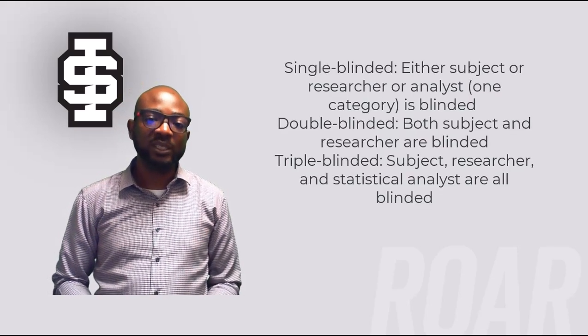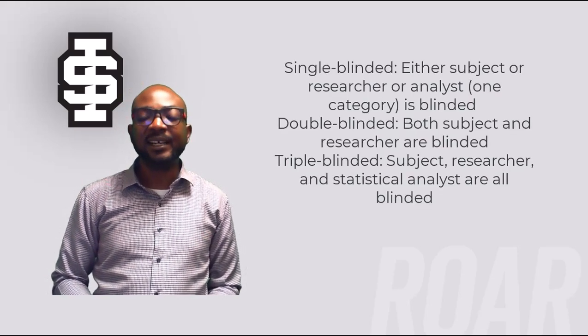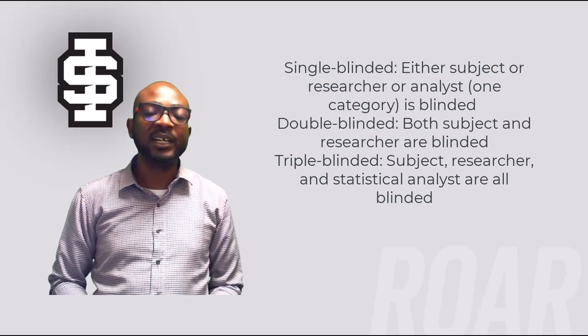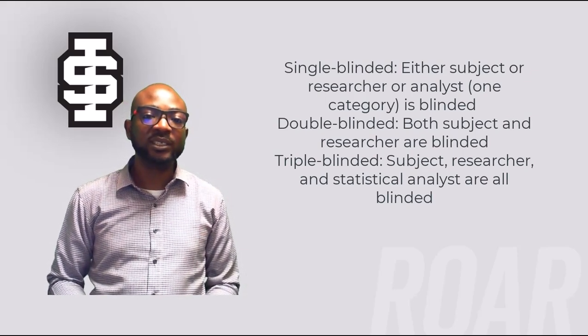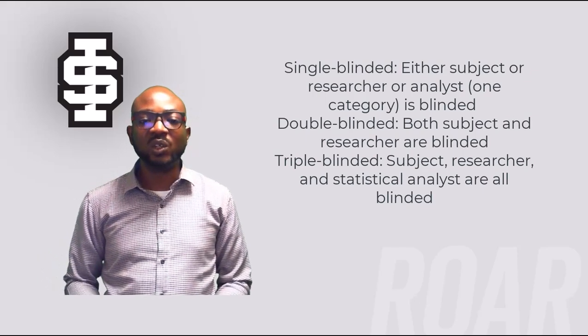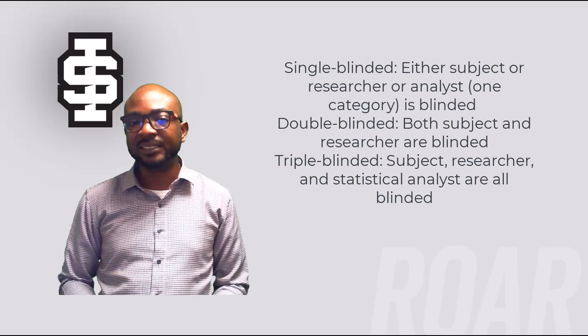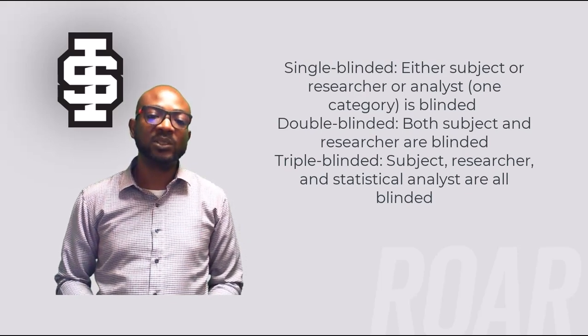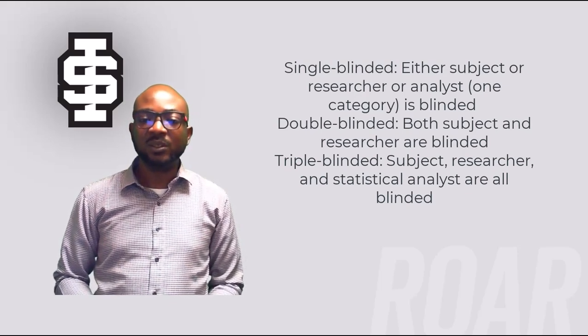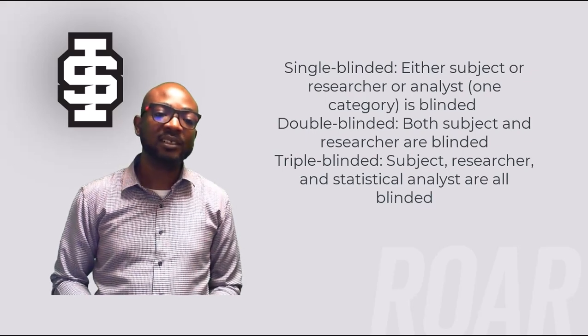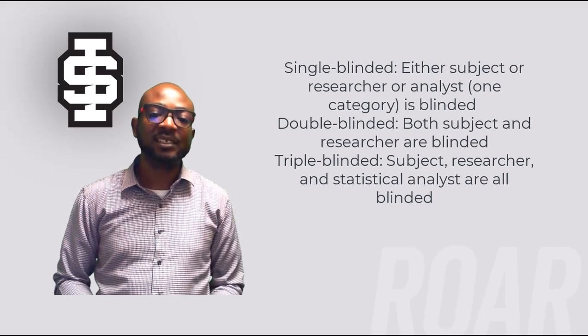A single blinded study is one wherein either the subject or the researcher or the analyst, that is just one category, is blinded. In a double blinded study, both the subject and the researcher are blinded. And in a triple blinded study, the subject, the researcher, and the statistical analyst are all blinded.